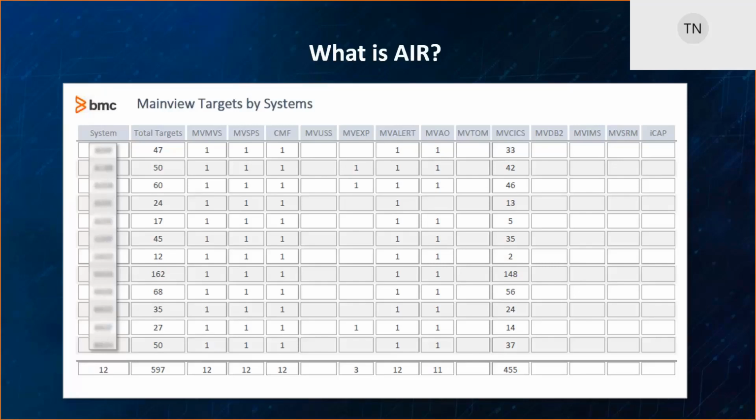In fact, let me make my highlighter here. So yeah, right here, there's 148. And for all 12 systems, there's 455 CICS regions for a total of 597 targets across all AMIOPS products.